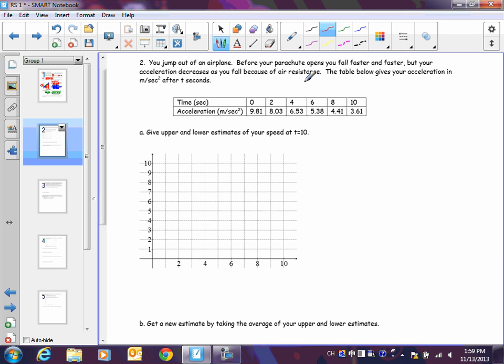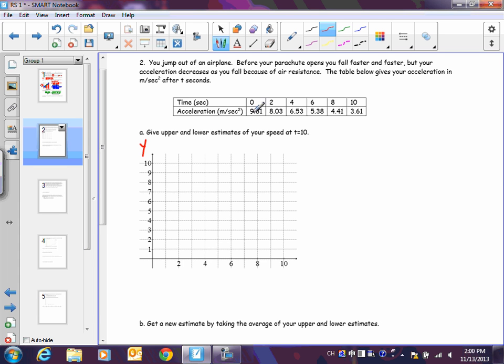And so, anybody want to tell me what they think the concavity of this graph is going to be based off of that? Down. Yeah. My velocity is increasing, but my acceleration is decreasing, and my acceleration is my y value. If you don't know, that's okay. Let's see if you're right.